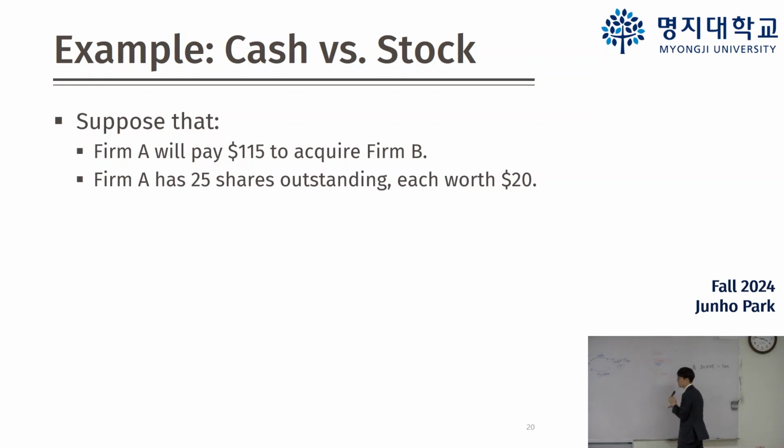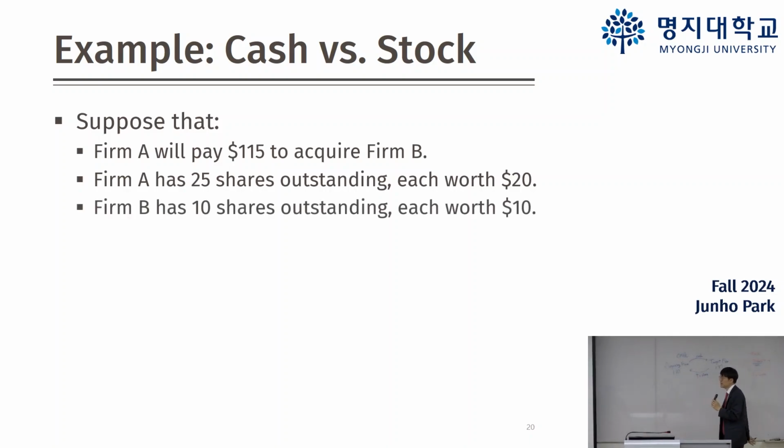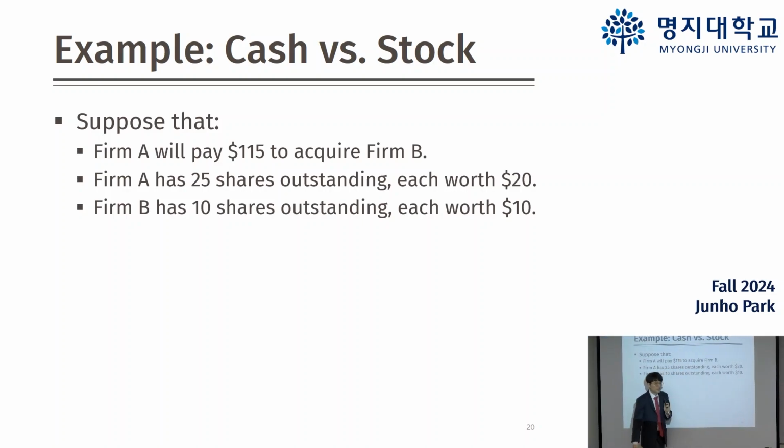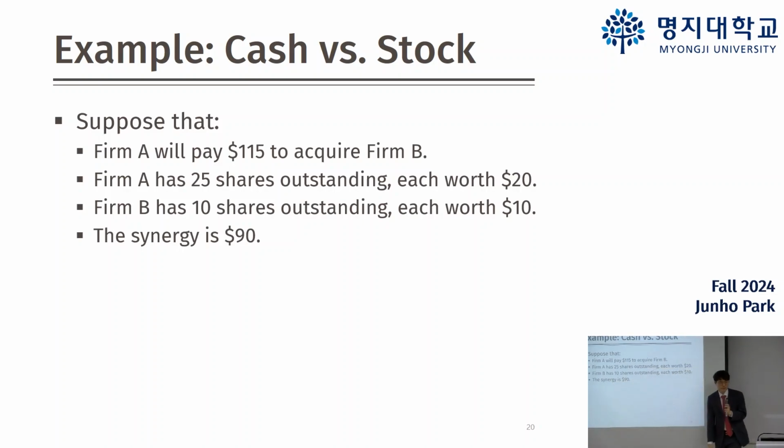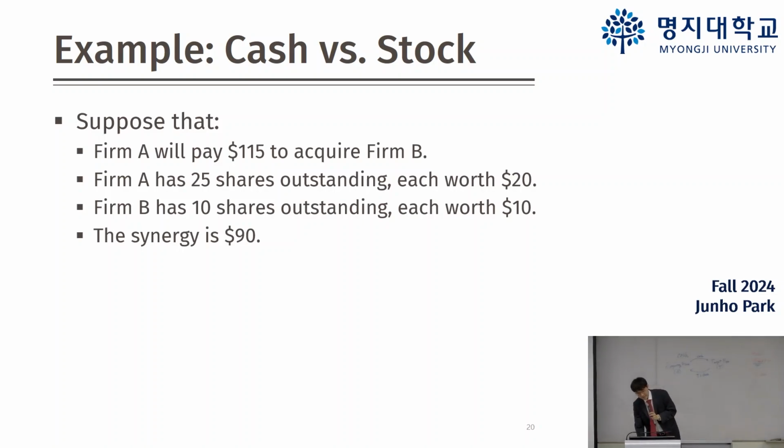And firm B has 10 shares and each is worth $10. So 10 times 10, the value of B is 100. So again, you can see that there is some acquisition premium. Although firm B has only the value of 100, firm A tries to give 100 and an additional $15. So the additional $15 here is called the acquisition premium. Then the reason that firm A is interested in this merger is because they believe that there is a synergy of $90. So let's see what happens.